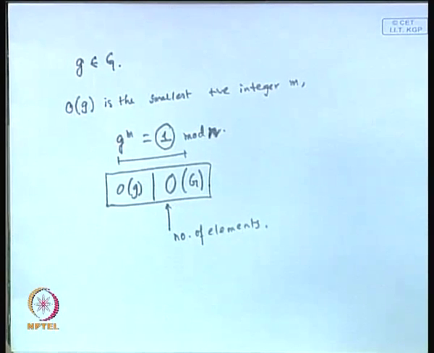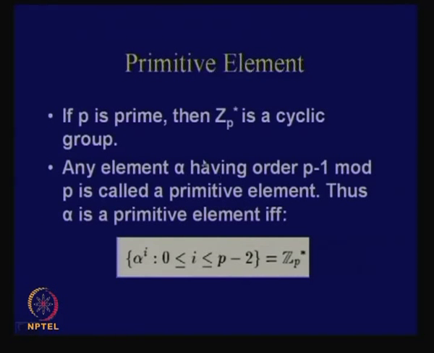A primitive element is defined like this: if p is prime, then Zp star is a cyclic group, and any element alpha having order p minus 1 mod p is called a primitive element. Thus alpha is a primitive element if and only if, taking alpha to the power of i for i from 0 to p minus 2, you get the entire Zp star. So you can use alpha, compute the corresponding powers, and finally get the entire Zp star. Alpha generates the entire group, so alpha is called the primitive element.